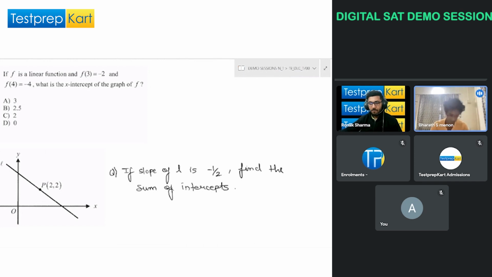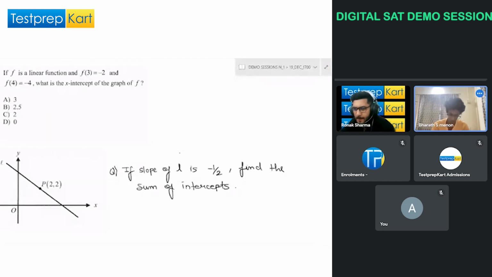The one after that is 8. I think, just a second. It is minus 1 by 2 only.